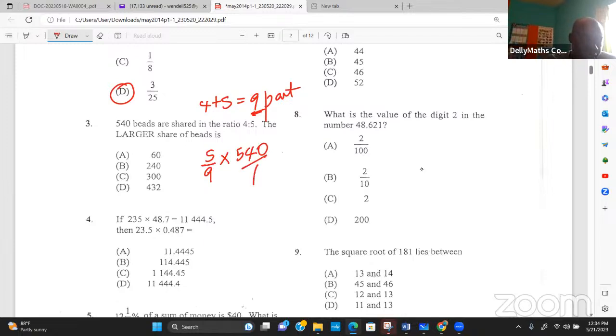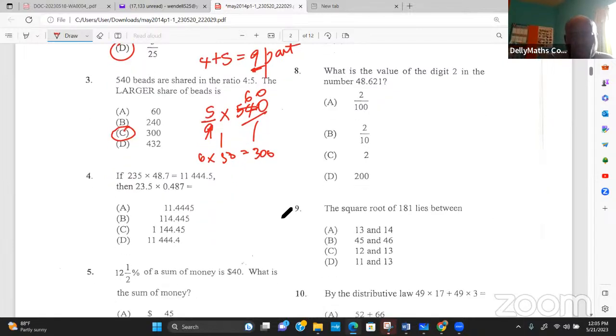Your timetable is very, very necessary. 9 into 54 is 6, so that's 60. So 5 times 60 will give us 300. You could see there as you go that your timetable is very good here. It helps a lot.